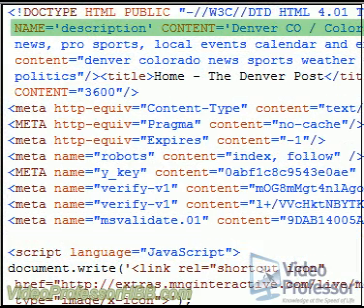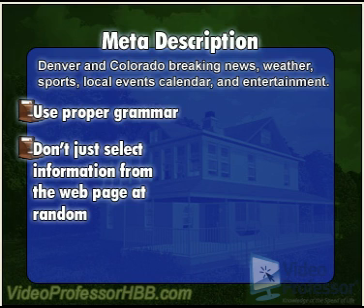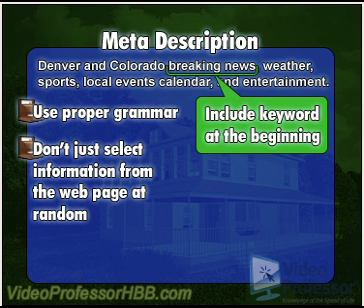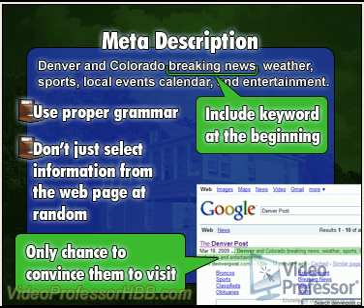Next, we need to look at the meta description. The information here should be a sentence or two long, consisting of about 200 characters including spaces. We need to use proper grammar when writing this information, and not just select information from the web page content at random, so search engines will use our words to show in the results. We should also include the keyword we are optimizing for, once again, as close to the beginning of the description as we can. Since this text is what the user will see right under the title in the search results, this is also our only chance to convince them why they should visit our page, as opposed to all the other pages in the results.